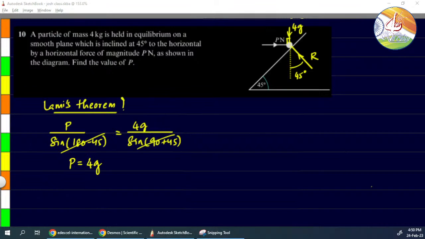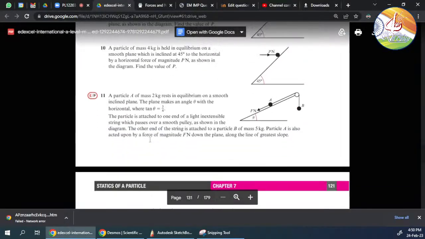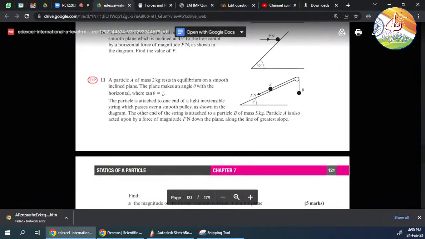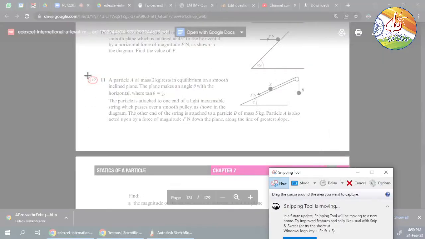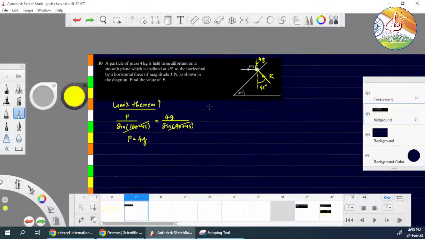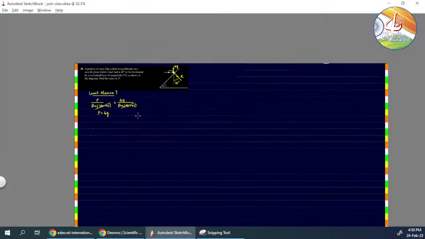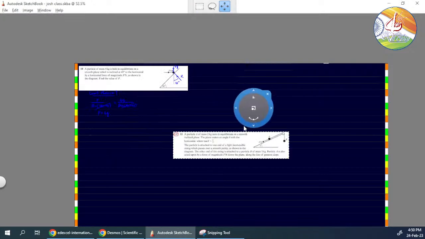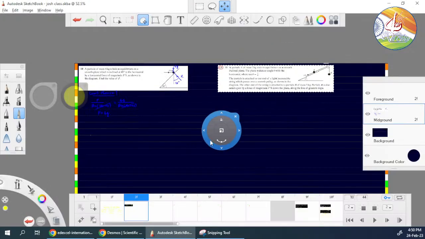Let's see what we have next. The 10th one is over now. Next we have to go for the 11th one. Let's take the 11th one.